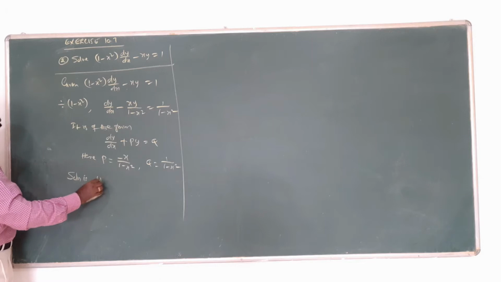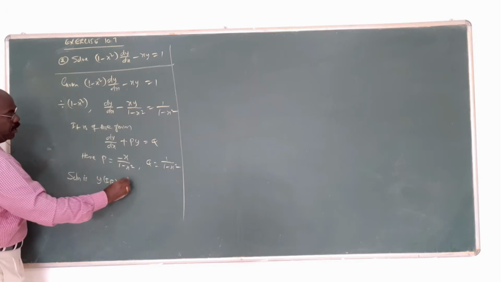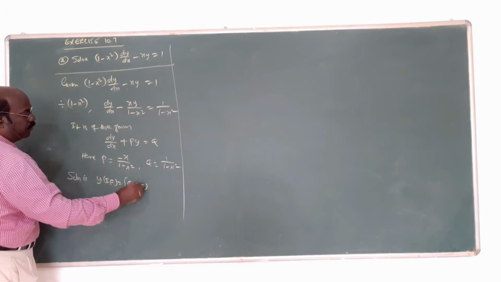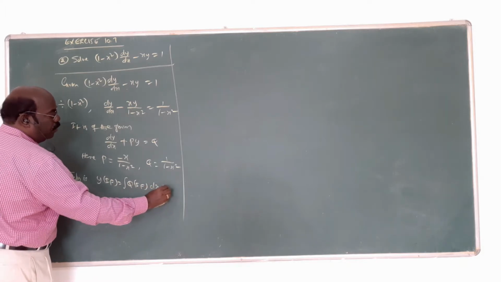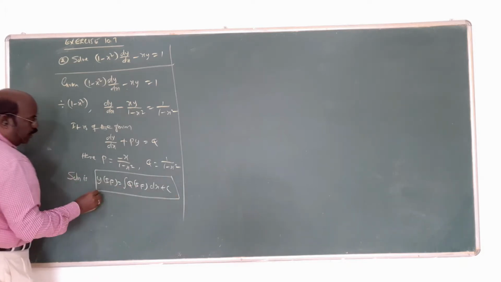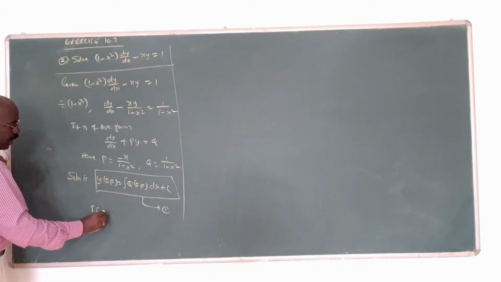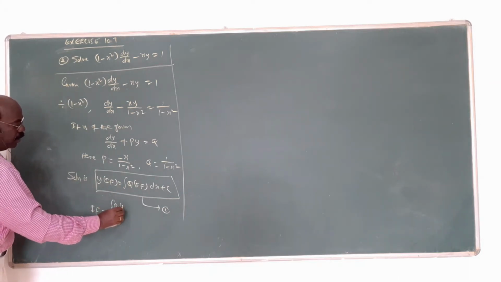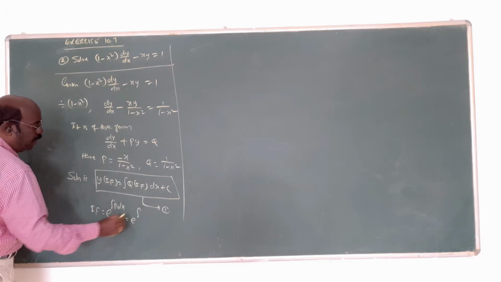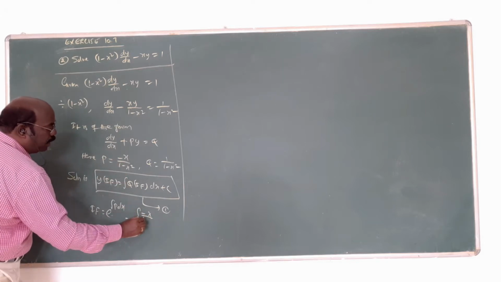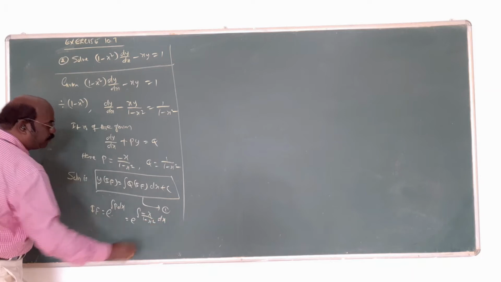The solution is y into IF equals integral of Q into IF dx plus c. That is the formula. Write the formula clearly. This is the first equation. Where we want IF now. Where IF is what? e power integration of P dx. Am I right? e power integration of minus x by 1 minus x square dx.